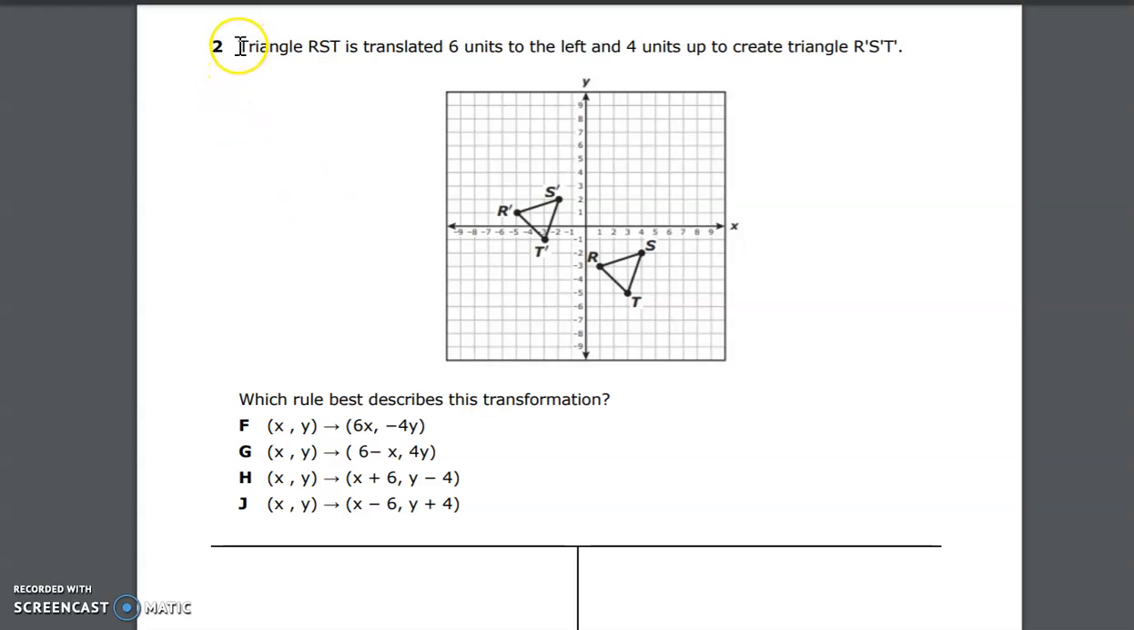Number 2, triangle RST is translated 6 units to the left and 4 units up to create RST prime. Which of these shows 6 to the left and 4 up?